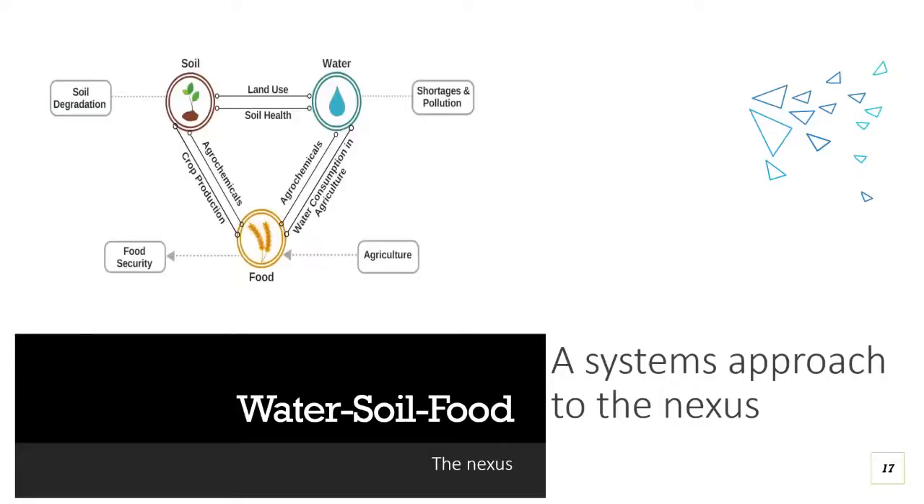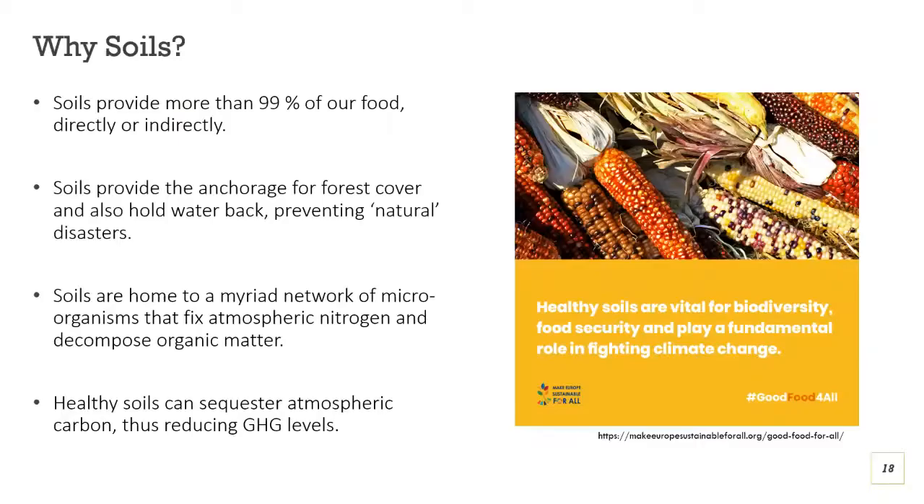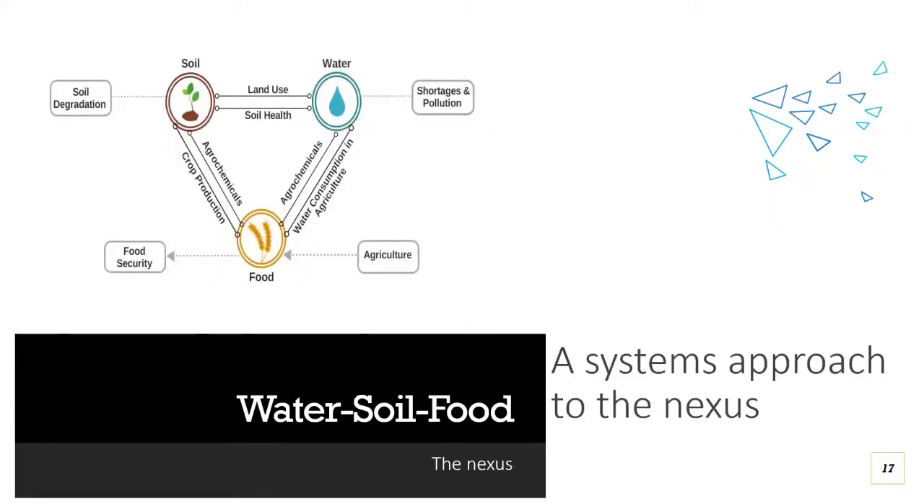So we mentioned how these three components of the nexus, water, soil, and food, are related to each other, and why we need to take a nexus approach to these challenges. We talked about food, how much water we are consuming in food, and why we need to intervene there or implement water saving strategies for sustainable rural development. Now we talk briefly about soil.